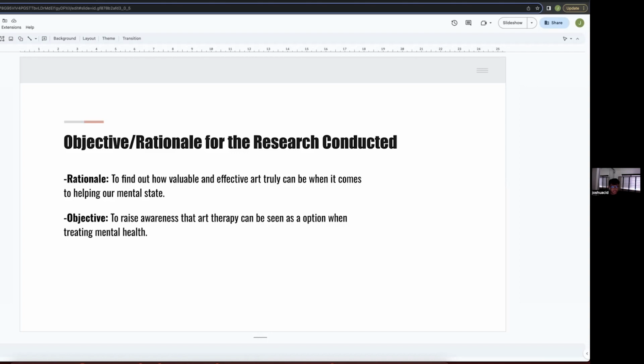All right, so with that in mind, the rationale of this whole thing is to find out how valuable and effective art therapy, or art as a whole, can truly be when it comes to helping our mental states. Now, as for my objective, that is to raise awareness that art therapy can be used as an alternative when treating mental health.